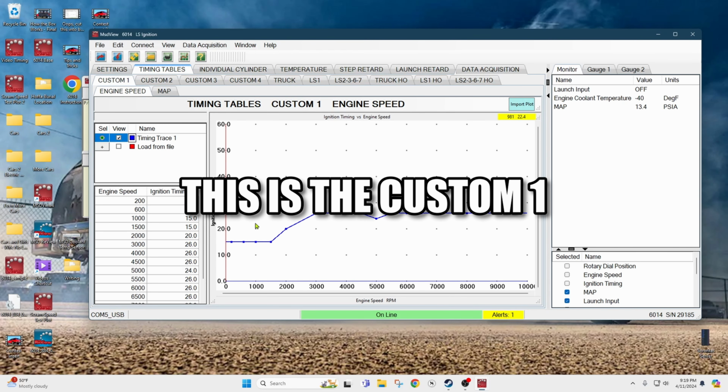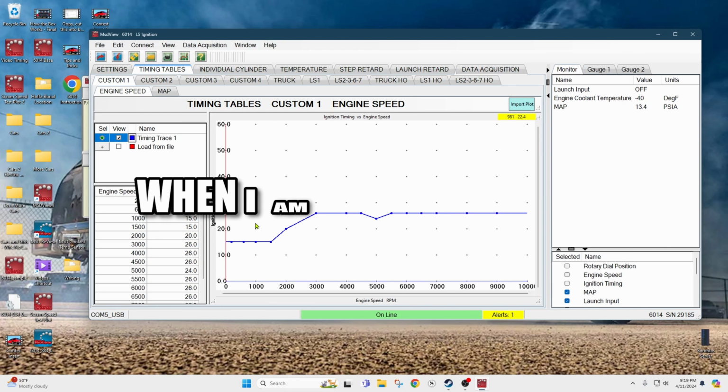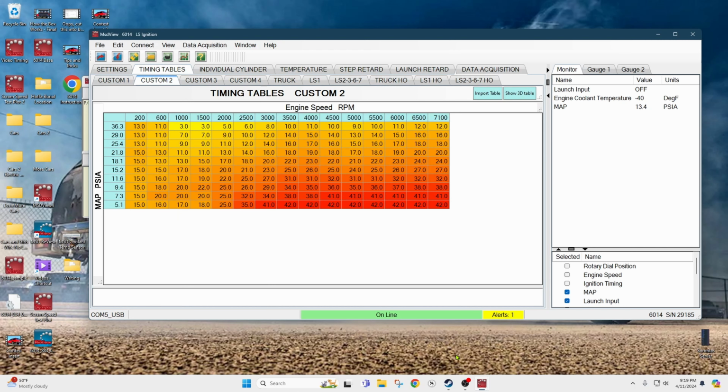This is the custom one timing table. This is where I spend most of my time when I'm using this box at the track or when I'm playing with customer cars on the dyno. It's a much more friendly and much more obvious read table than the other custom tables. The other custom tables have this more traditional EFI format where one axis is manifold air pressure sensor and the other is RPM. So it's the same data, it's just arranged in a different way.